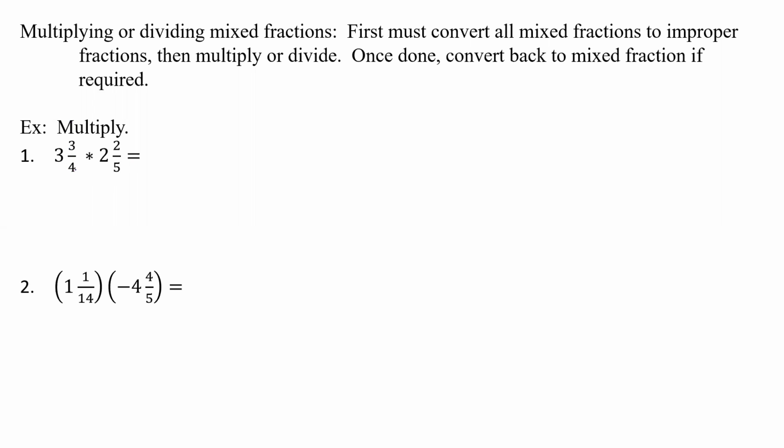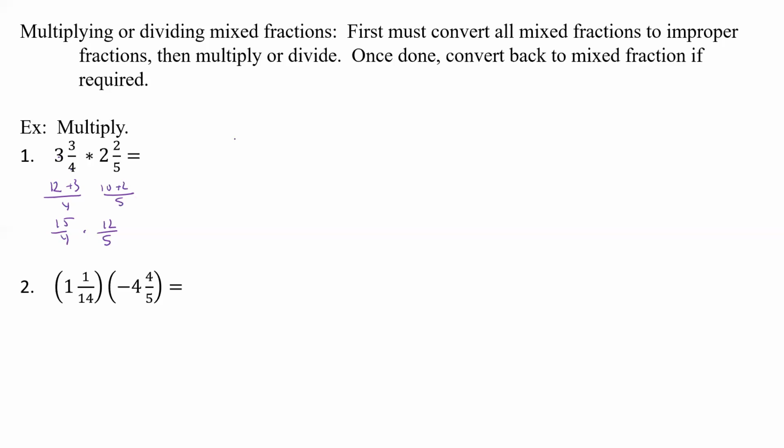Okay. So what we need to do is convert both of these into improper fractions. So we'll take 4 times 3, that's 12, plus 3 over 4. So that's going to be 15 over 4. And then we're multiplying that by 5 times 2 is 10, plus 2, all over 5. Well, 10 plus 2 is 12 over 5.